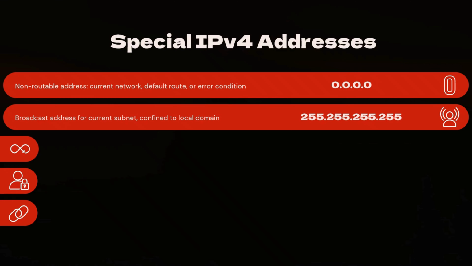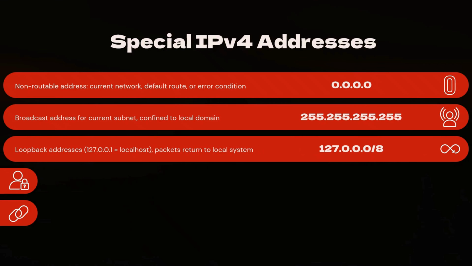Class A network address 127.0.0.0 is reserved for loopback addresses. This means the packets are sent right back to the local system instead of traveling across the network. The most common loopback address you'll see is 127.0.0.1, which is often referred to as the localhost.